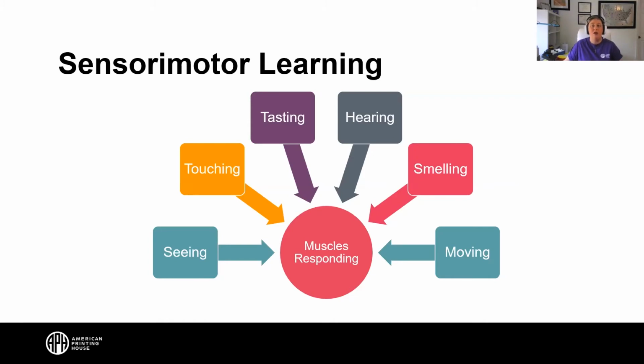So I want to talk to you for a moment about this stage. This stage of learning, I had a student that we're going to call Katie. I started working with Katie when she was in the 4th grade.